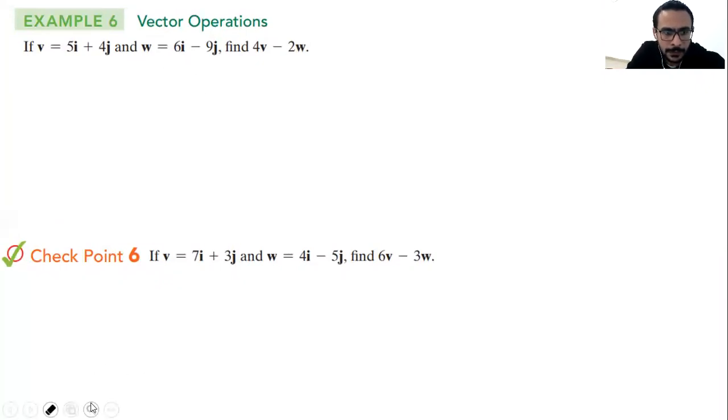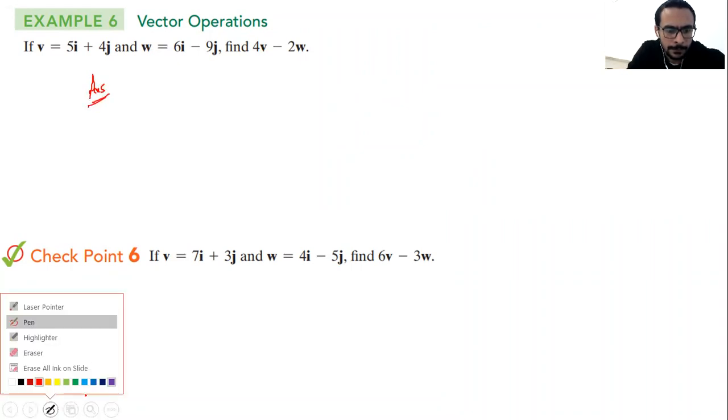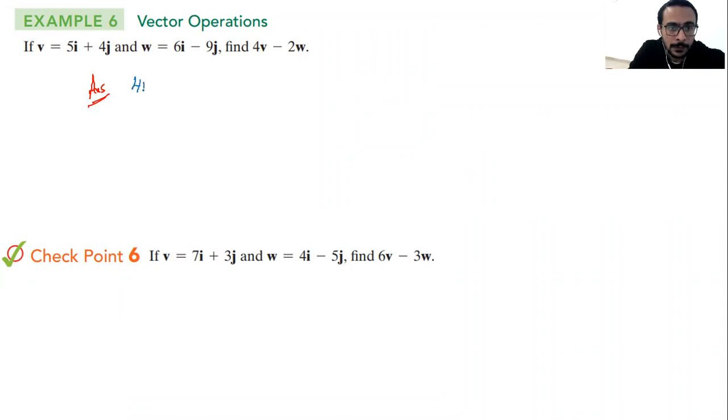Next, vector operations, example 6. Who can solve? Yes, Yusuf. V equal and W equal. Find 4v minus 2w. 4v equals 20i plus 16j. You multiplied the 4 by the first vector. Then minus, open parentheses, the second vector multiplied by 2: 12i minus 18j.